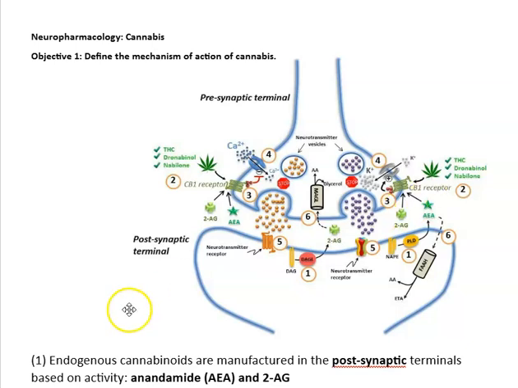First, we have endogenous cannabinoids. Those are actually made in the postsynaptic terminal, so a little bit different than some of the things we've been talking about before. The endogenous cannabinoids, anandamide and 2-AG, which you can see here, the green star and the green little shape, are going to get made, and they're going to diffuse across the membrane.